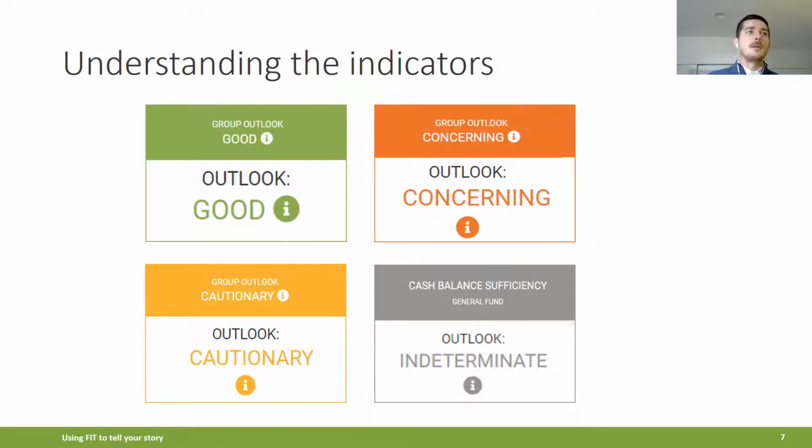The other thing that indeterminate may indicate is that there's a measure that doesn't have a benchmark. And so we're not giving some sort of highlight of risk there because there's no set standard to meet. It's just informational as a measure. In FIT, any of those eyes will bring up the information that basically says what I just said.